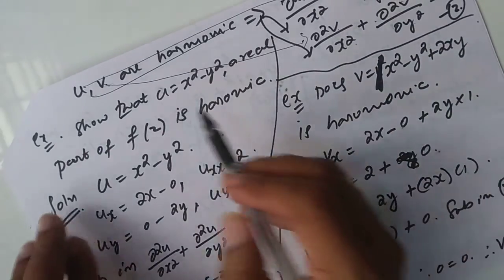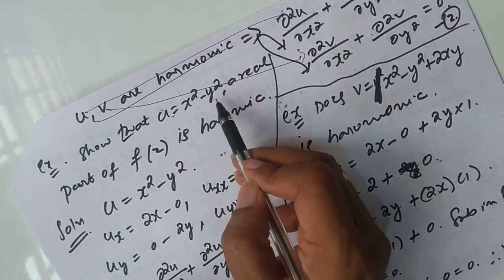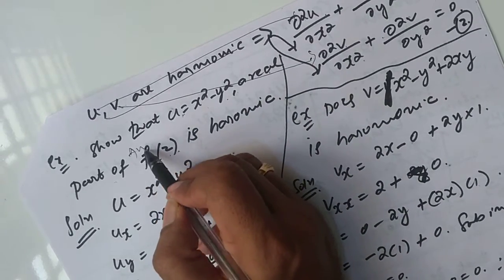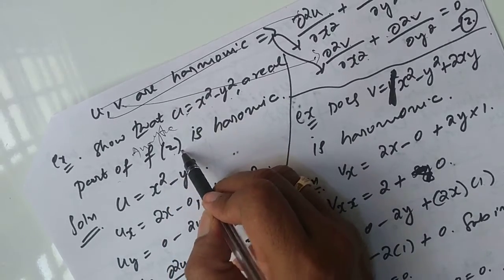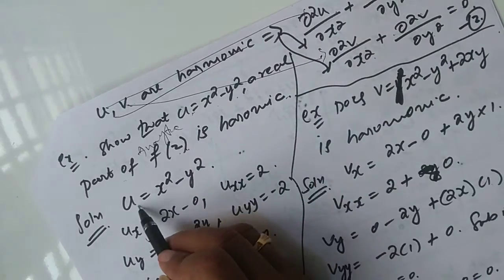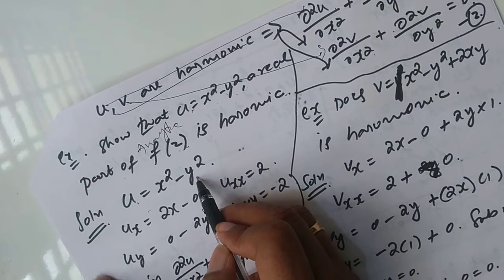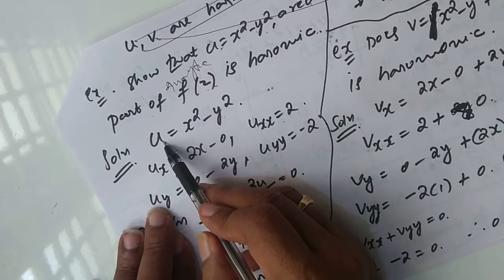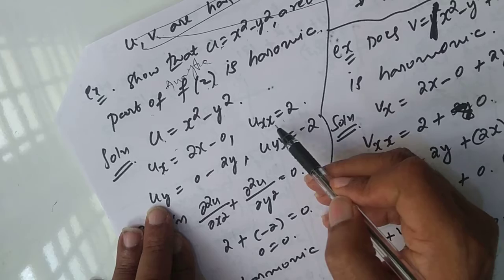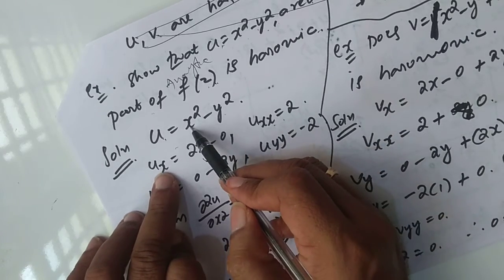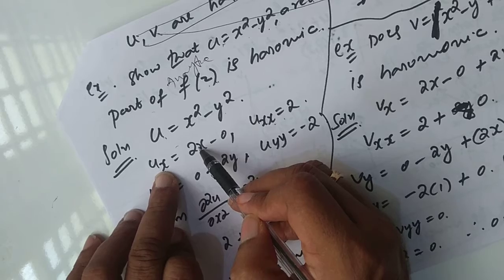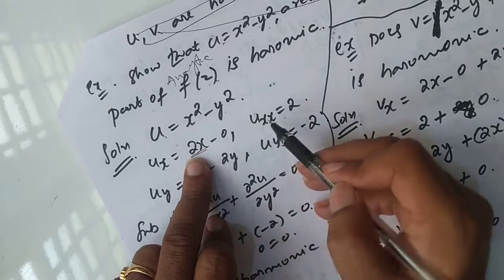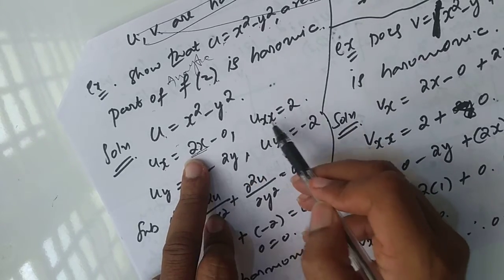Now let us take an example. Show that the function u is equal to x squared minus y squared, which is the real part of an analytic function f(z), is harmonic. Now what is u? u is equal to x squared minus y squared. My job is to find out ux and uxx. That means take u, partially differentiate with respect to x, again partially differentiate with respect to x. Differentiation of x squared is 2x. So ux is 2x. Again partially differentiate with respect to x, that is uxx.